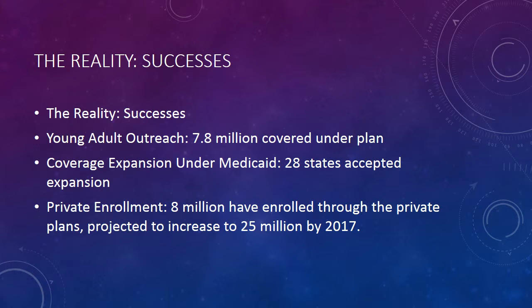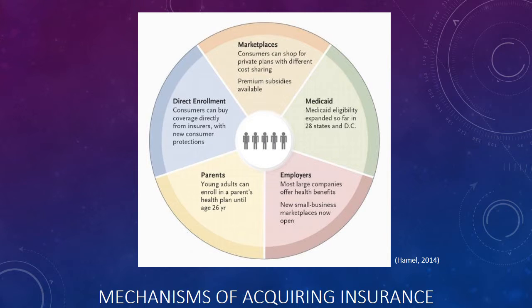Each year has seen steady gains in the utilization of government-sponsored insurance plans, and it is estimated that 25 million will have taken advantage of these plans by the year 2017. This is a great chart showing the breakdown of health insurance enrollment following the passage of the ACA. I believe this was published in the New England Journal of Medicine last year.